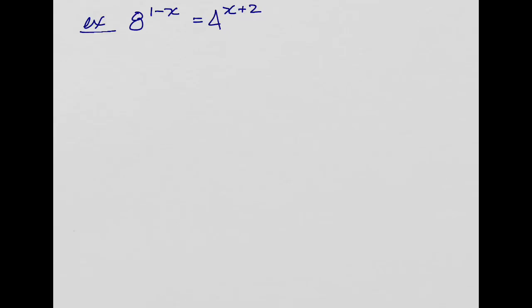To solve an exponential equation where I have exponential expressions on both sides, what I'd really like to do is get both sides in terms of the same base, so that at that point I can use the fact that exponential functions are one-to-one and say if the bases are the same and the expressions are equal, then the exponents also have to be the same.